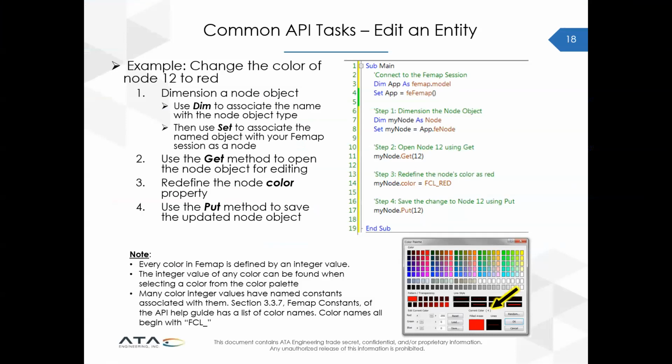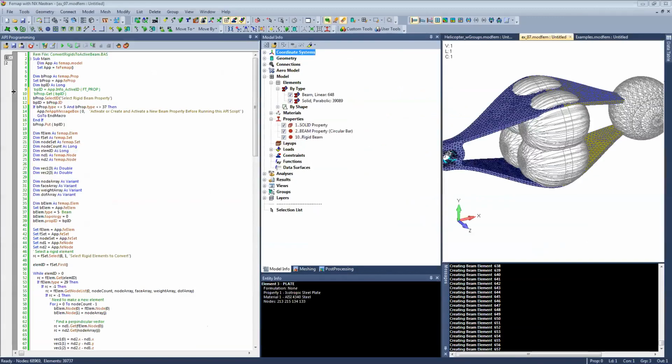One note before we start is that every color in Femap is defined by an integer value. You'll probably have seen this in the color palette, or when you click OK in a color palette and it puts that number into whatever box you were selecting. You can also go into section 3.3.7 of the API help guide, and that lists all the Femap constants. One of those tables is for colors, so it'll have a whole list of color names and the color ID numbers for them. So you can see how that goes if you're ever using colors. So let's go back into Femap.